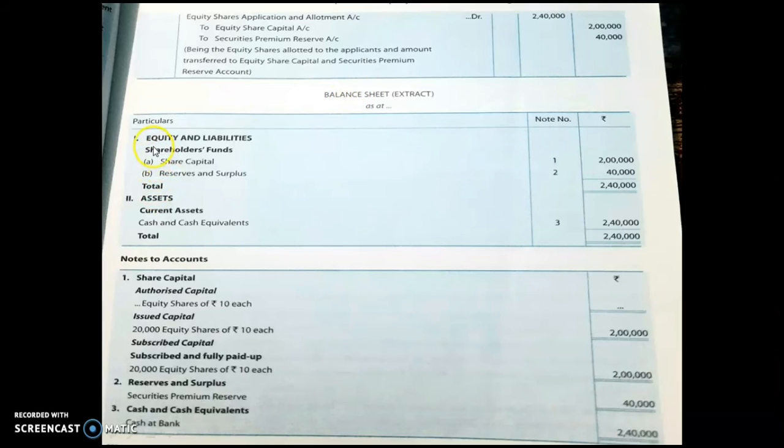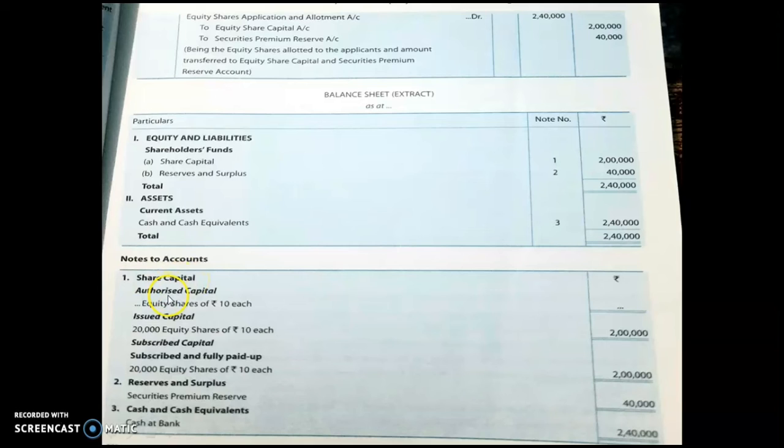Now the second part of your answer is preparation of the balance sheet. You know that in the balance sheet the first part of your classification is equity and liability. Under equity and liability there is shareholders' funds, and under shareholders' funds we have share capital. So write down note number 1 over here and then move to notes to accounts. The first part of your notes to accounts is share capital.